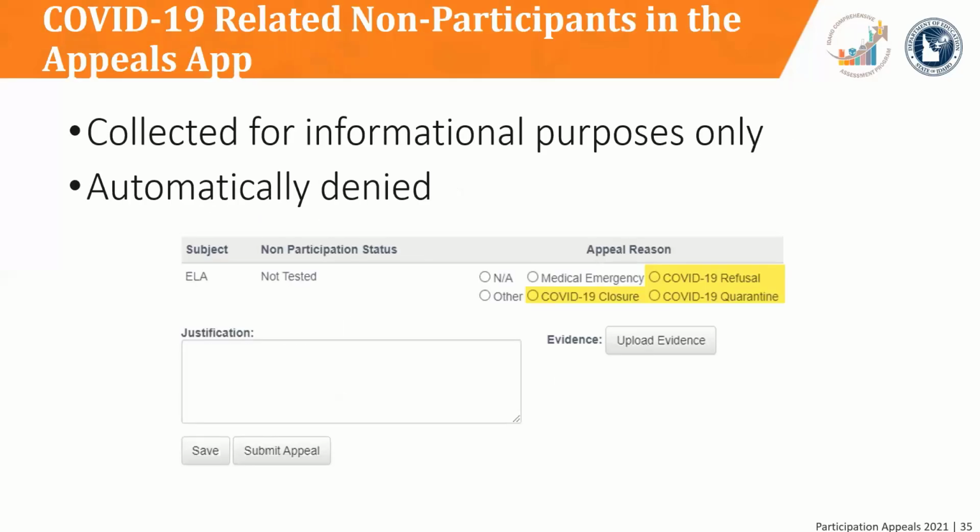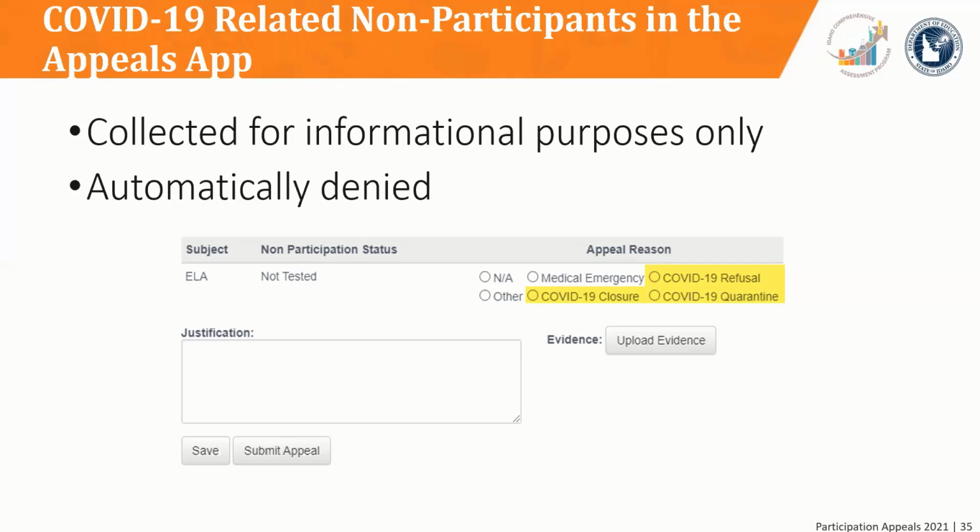In the appeals app, you can report COVID-19 related non-participants by selecting COVID-19 related appeal reasons. Again, although the word appeal reason is displayed on the screen, we're not accepting appeals for COVID-19 related non-participants.